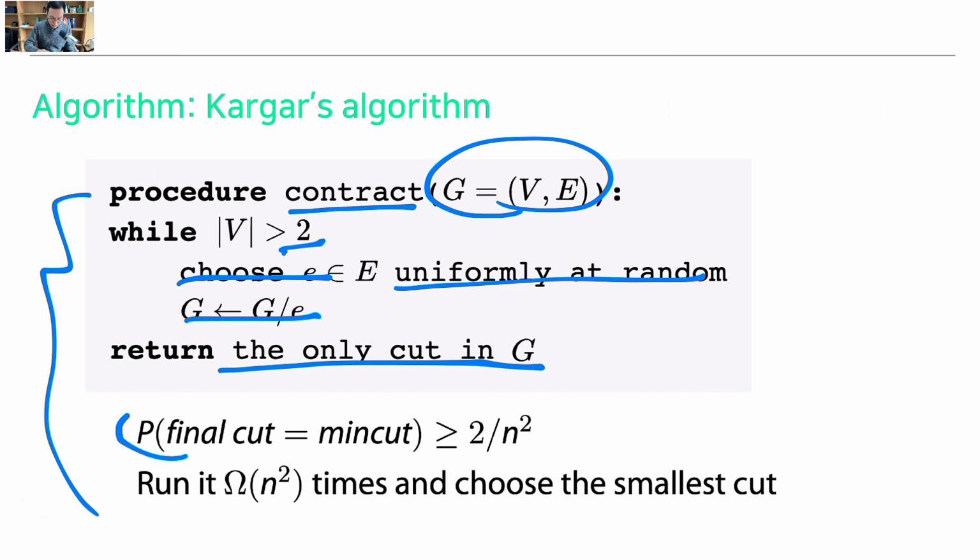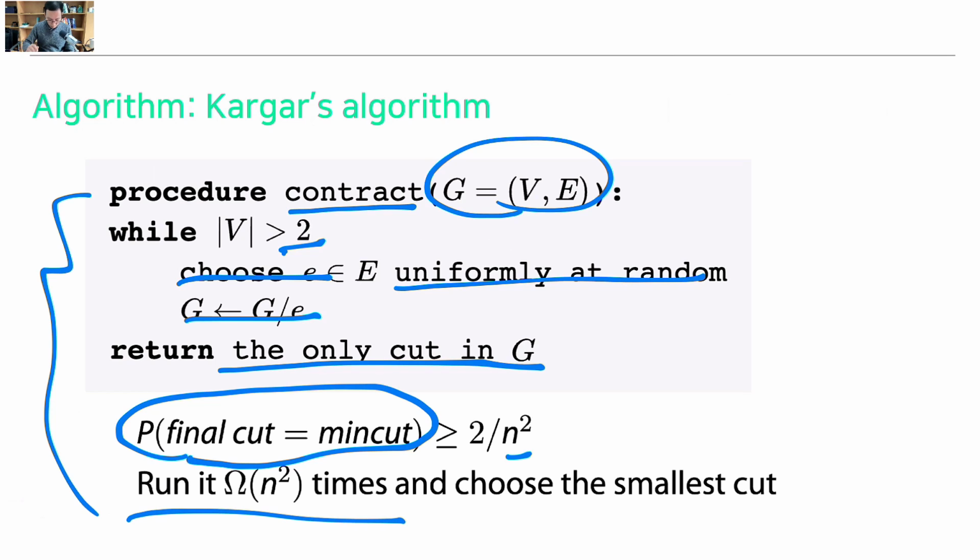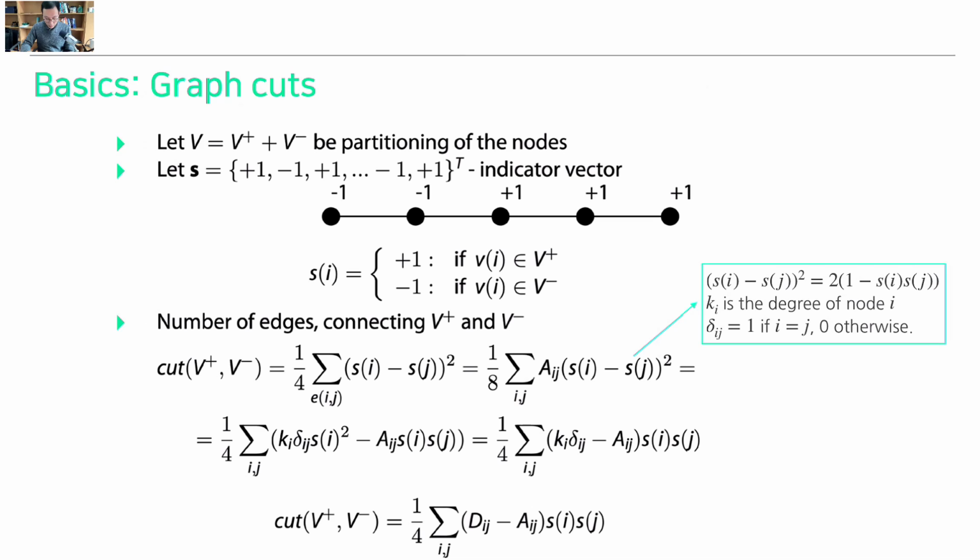The probability that the final cut is the min cut is more than 2 over n squared, where n is the number of vertices, but this is still better than just randomly choosing the partitions. So we run it omega of n squared times and choose the smallest cut. So this was the beginning, and now we move on to a more advanced algorithm.